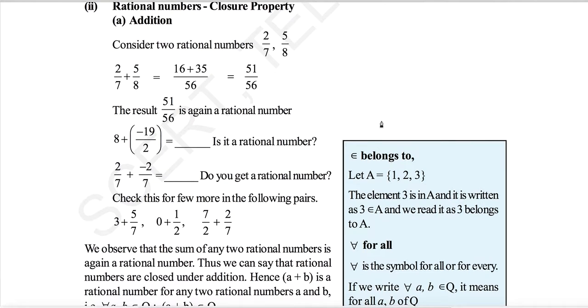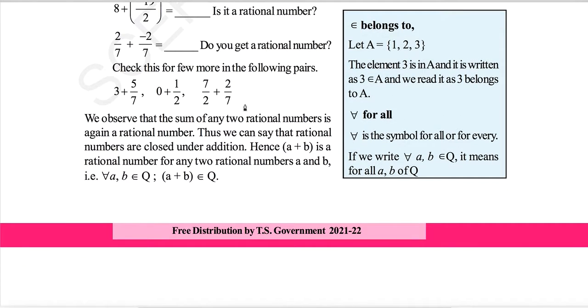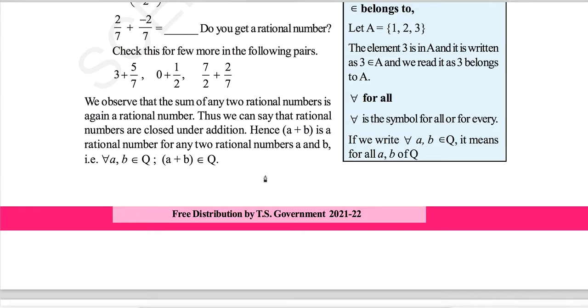So rational numbers are also closed under addition. If you add two rational numbers, again you will end up getting a rational number. 1 by 6 minus 3 is how much? Minus 3 by 2 is a rational number. This is 0. This is a rational number, right? Check this for more in the following page. That also you can do. Every time you will get a rational number.